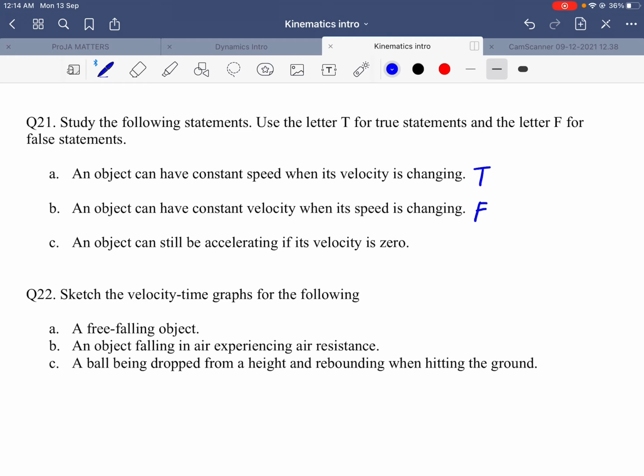This is false. And now the last one is something that needs a little bit more understanding, but it's still pretty straightforward. I think it's okay. Let's go. An object can still be accelerating if its velocity is 0. I just want you to think about this.